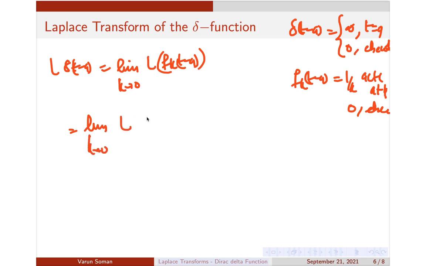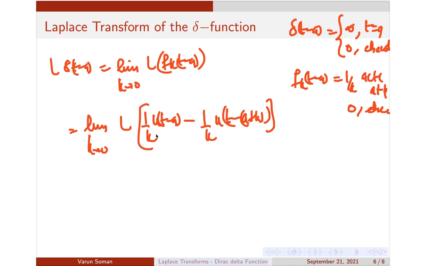I am going to write it using the step function, so it will be 1 by k into u of t minus a, minus 1 by k into u of t minus a plus k. So it is actually the limit as k tends to 0 of L of 1 by k into u of t minus a, which gives 1 by ks into e raised to minus as.